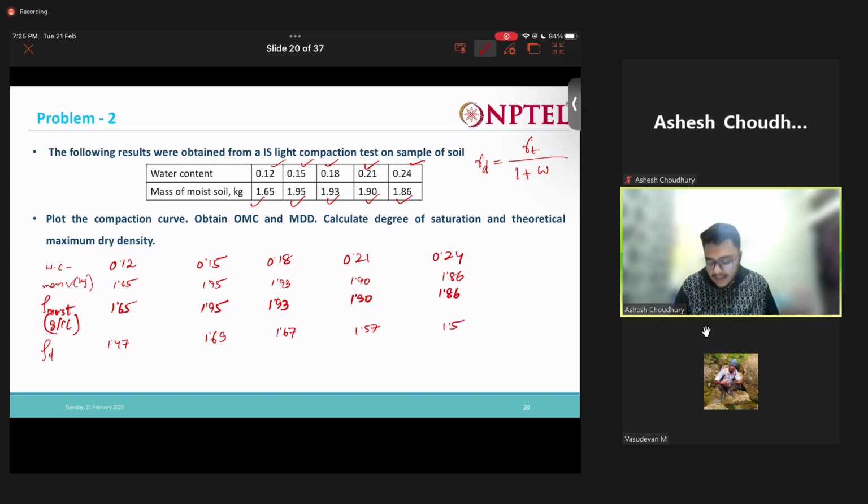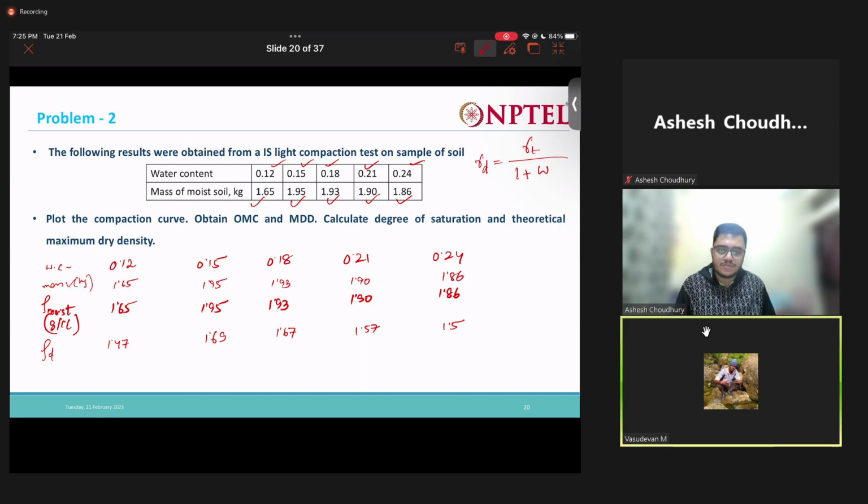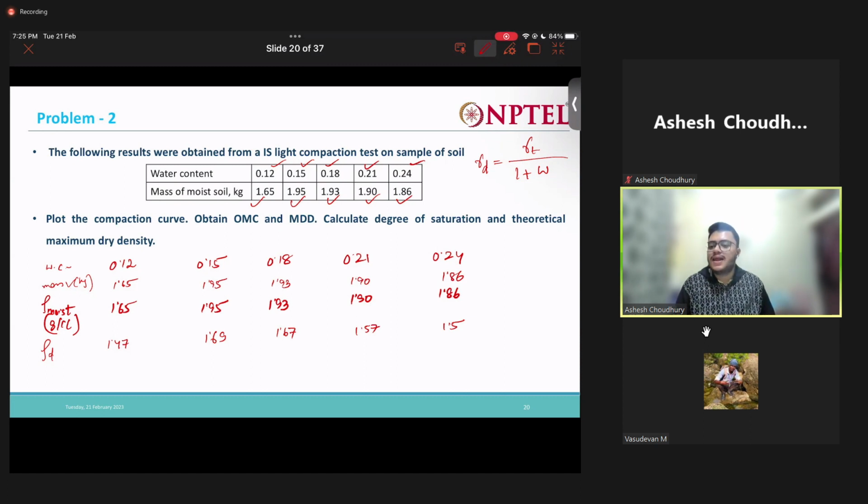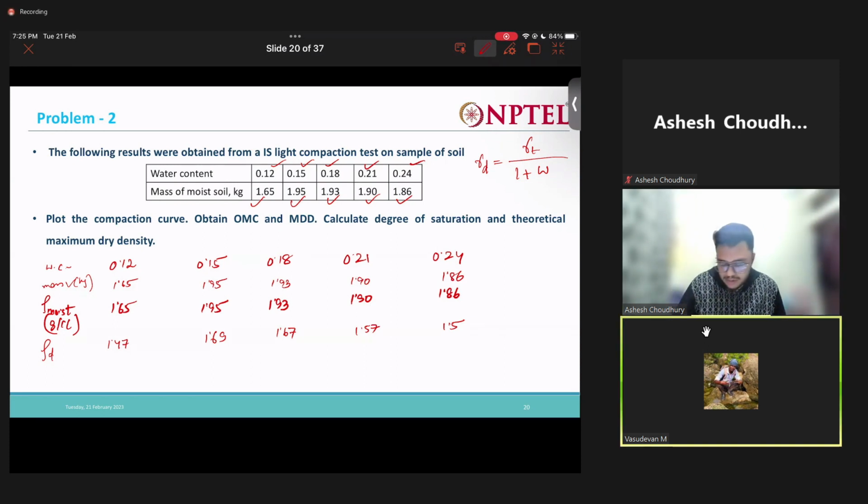Now can you plot the compaction curve? You have the data, right? You have all the available data. You have the dry density, and you also have the water content. You can easily plot the compaction curve. Okay. Yes. Now we'll see that.